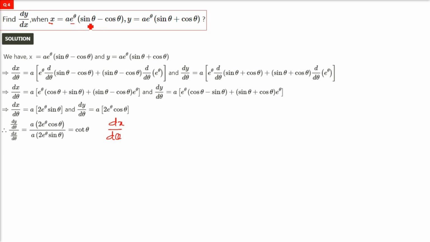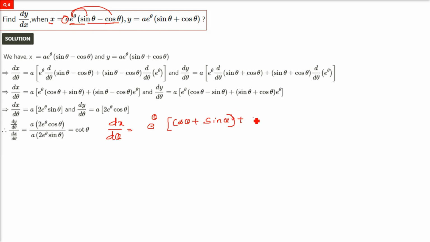Either you multiply e to the theta with sin theta and cos theta, and then take two different terms and do the product rule, or you can take e to the theta as one term and sin theta minus cos theta as another term, and then perform the product rule differentiation. That you can do. So e to the power theta is the first term, sin theta minus cos theta the second. The differentiation of sin theta is cos theta and of cos theta is minus sin theta. So minus minus will become plus.